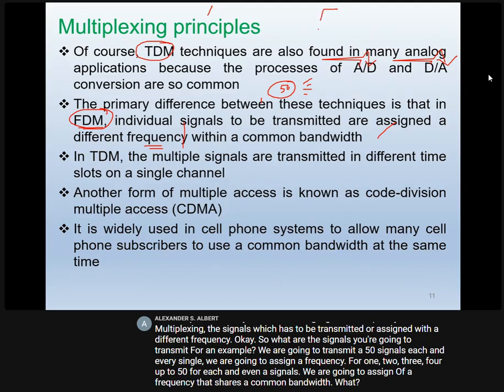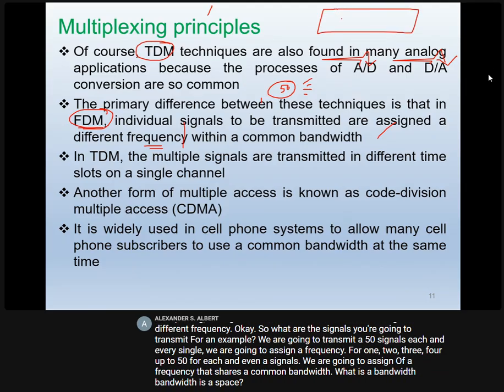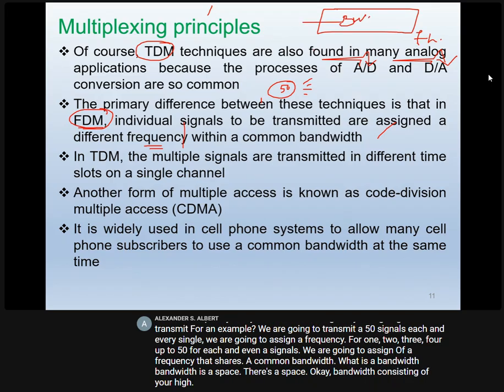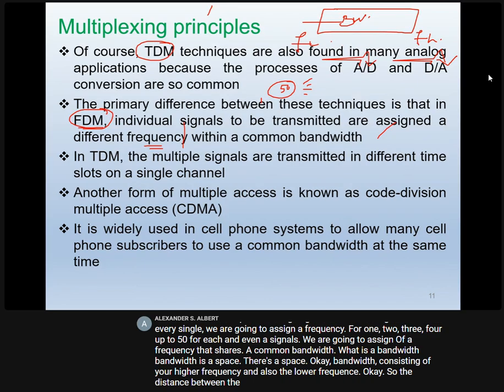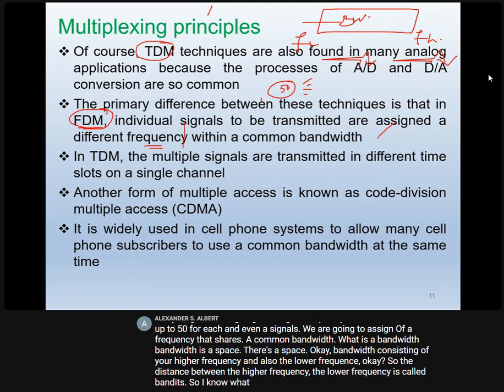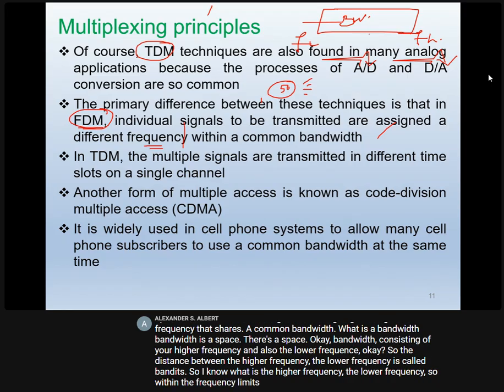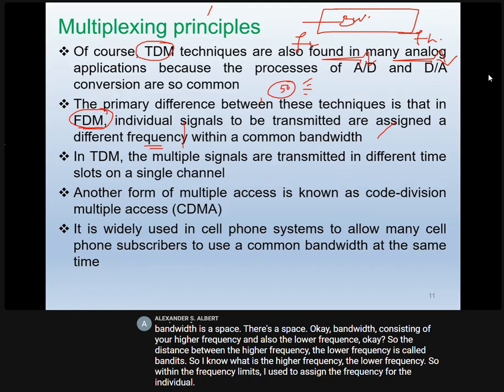What is a bandwidth? Bandwidth is a space. Bandwidth consists of your higher frequency and also the lower frequency. Okay. So the distance between the higher frequency and the lower frequency is called bandwidth. So I know what the higher frequency and the lower frequency are, and within the frequency limits, I assign the frequency for the individual signals.